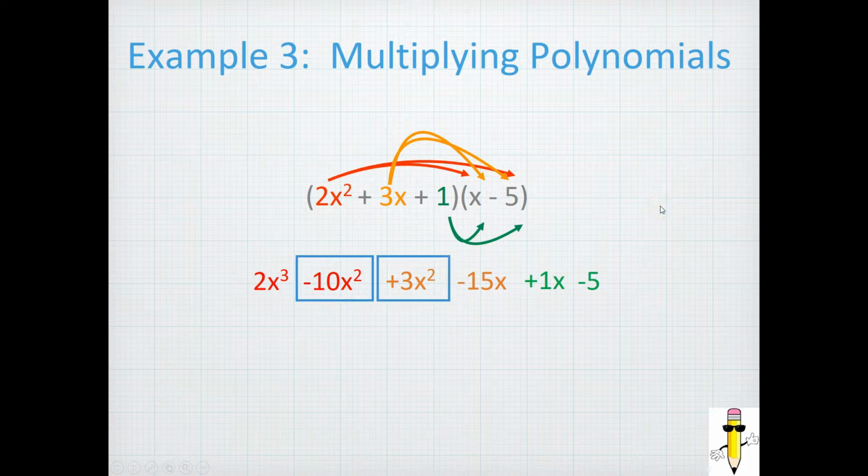So that's a like term, that's a like term, this is a like term, and that is also a like term. These two are like each other, these two are also like each other. And that gives us 2x to the 3rd minus 7x squared minus 14x minus 5. Remember, you have to pay attention to your signs, so that way we can get the correct answer. Well, let's go ahead and move on.